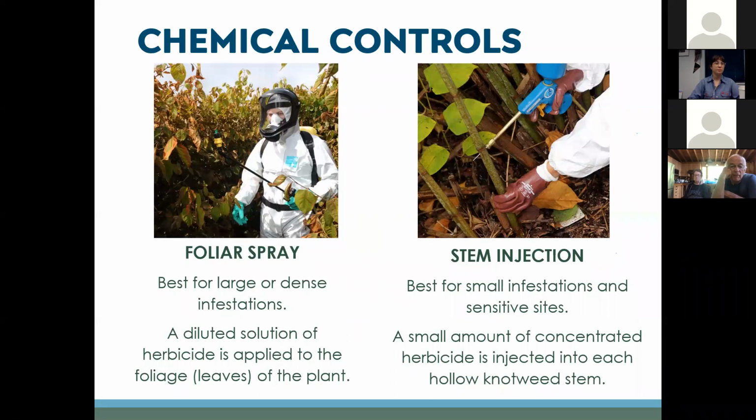So this is the photo on the left. For knotweed, we can also use a specialized application technique known as stem injection, which is best for small infestations and for sensitive sites. And this utilizes a special piece of equipment to inject a small amount of concentrated herbicide into the hollow stem of each knotweed plant. And we'll break these down in more detail in the following slides.